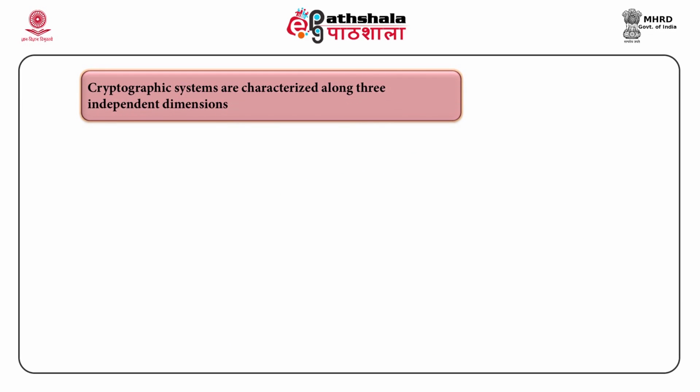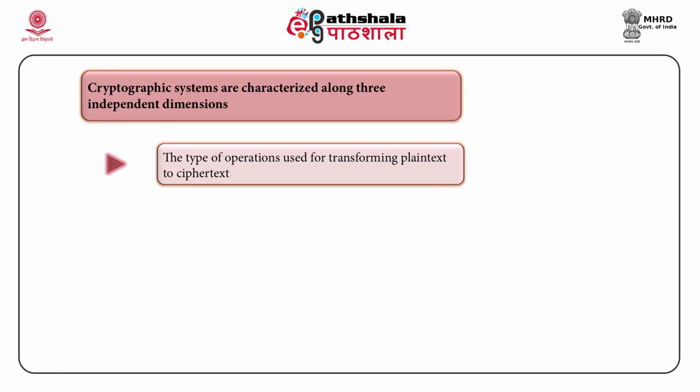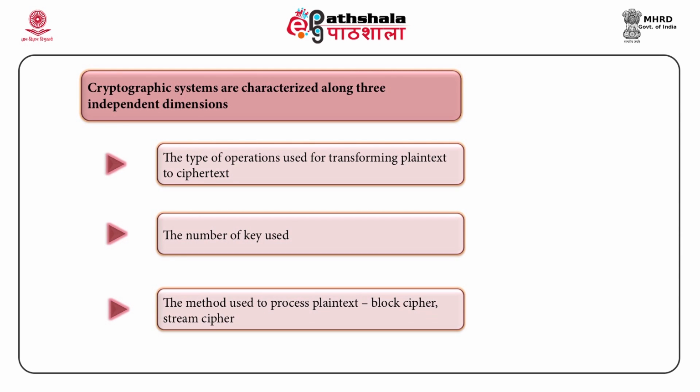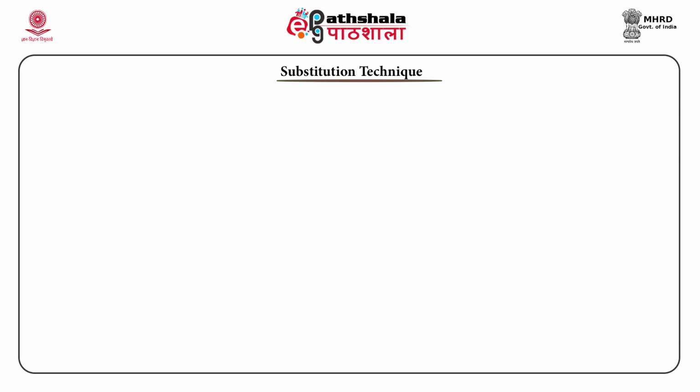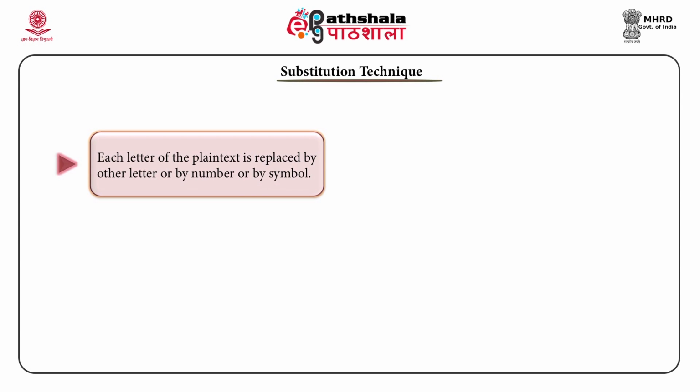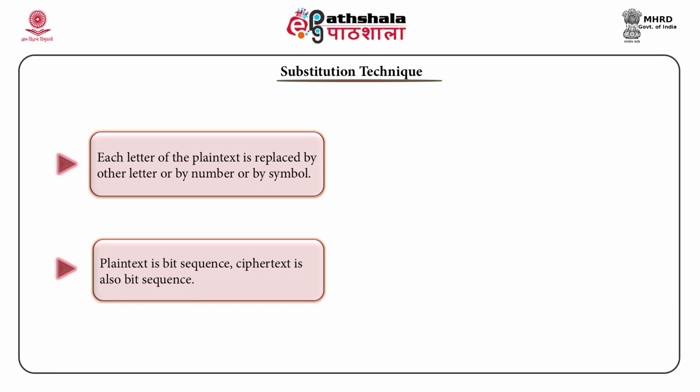Any cryptographic system is characterized along 3 independent dimensions. The first is the type of operation used to transform the message from plain text to ciphertext, the second is the number of keys used, and third, the way the plain text is processed, block cipher or stream cipher. We already talked about these 3 things in module 1. In substitution technique, each letter of the plain text is replaced by another letter or number or a symbol. If the plain text is a bit sequence, then the ciphertext is also a bit sequence.